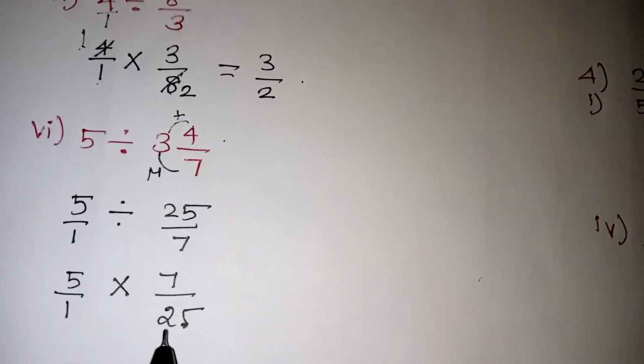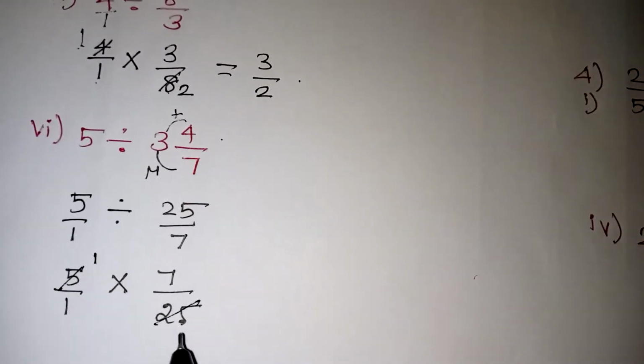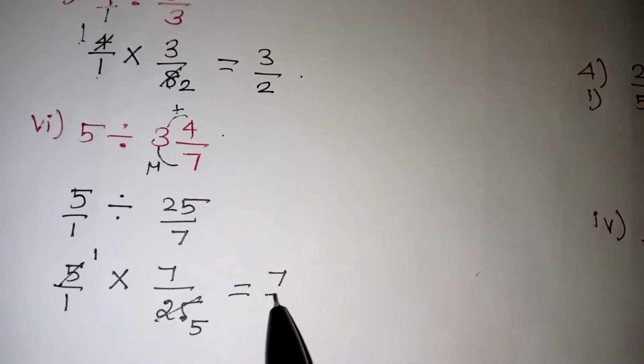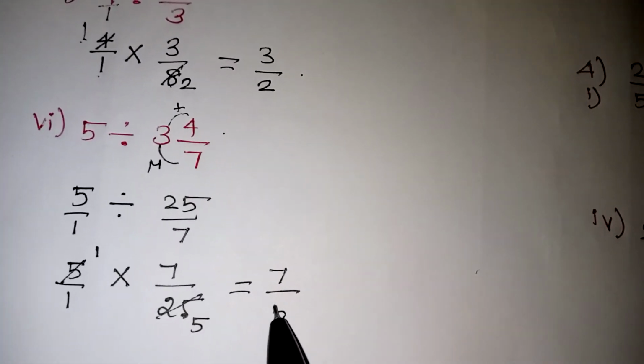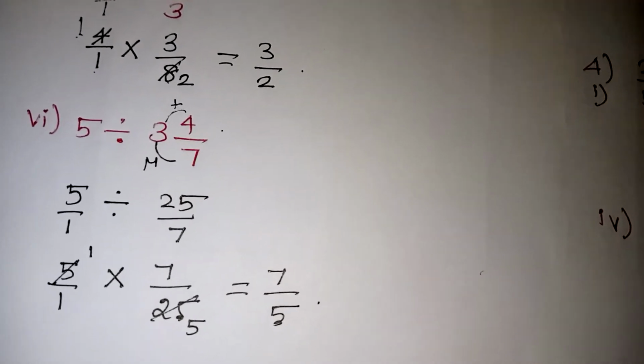So 5 and 25 both come in the 5 tables, I can cancel. 1 5s are 5, 5 5s are 25. So in the numerator 1 7s are 7 and in the denominator 1 5s are 5. So that is your answer for this problem. We'll go on to the next problem now.